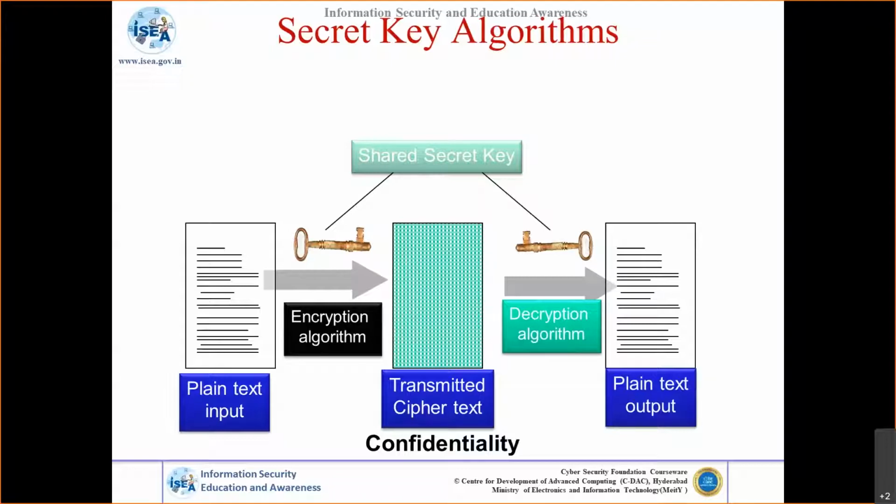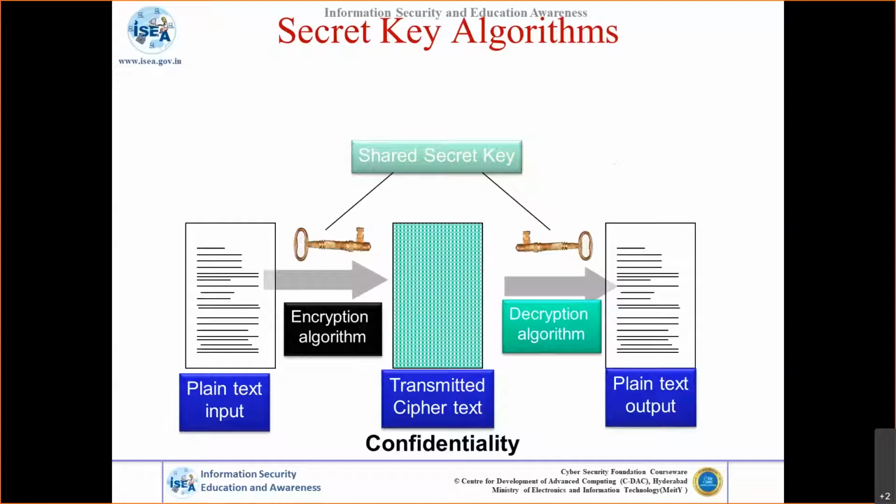Okay. Why the name secret key? In the sense, in this type of cryptographic algorithm, both the sender and receiver need to agree upon a shared secret key. No other third person should have an idea about the secret key. They both need to agree upon a shared secret key. That's the way it has got the name secret key algorithm.